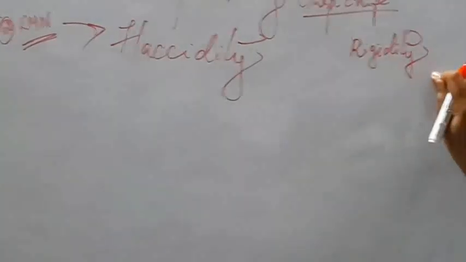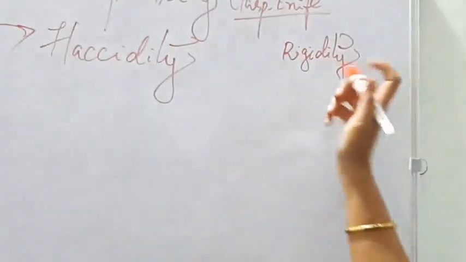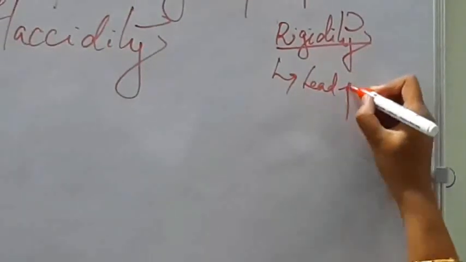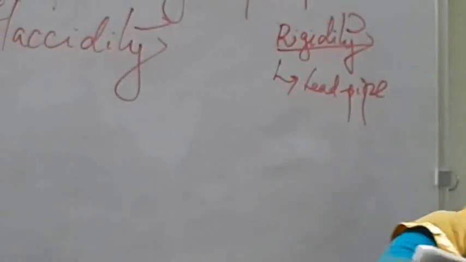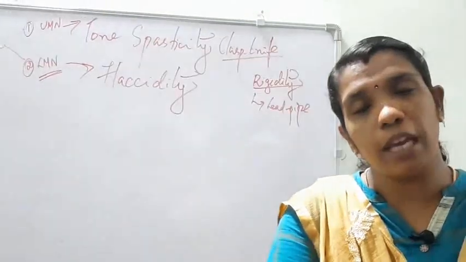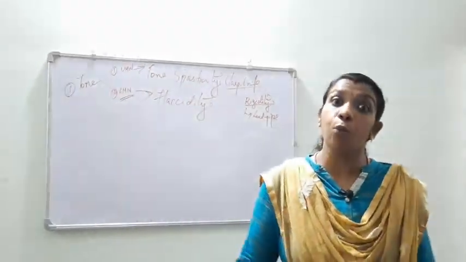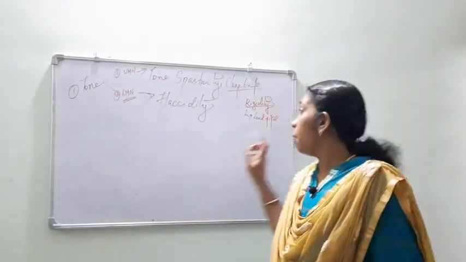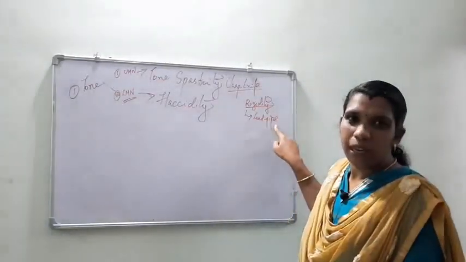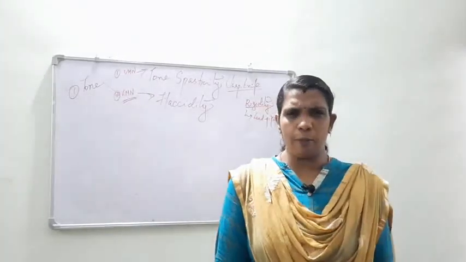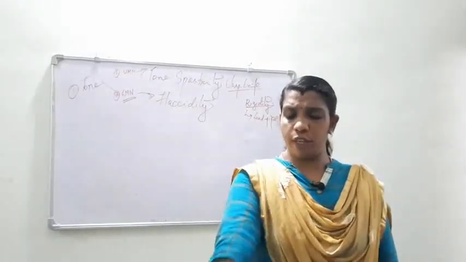Then regarding the tone, there is another type known as rigidity, which is also an increased tone. In rigidity, there is lead pipe rigidity. In lead pipe rigidity, at every time during the activity, the tone is maintained the same. That is, there will be more tone which is maintained always. Lead pipe rigidity is seen in Parkinsonism. The patient will be like a lead pipe. Like a lead pipe, it will be strong tone. It will not be moving.